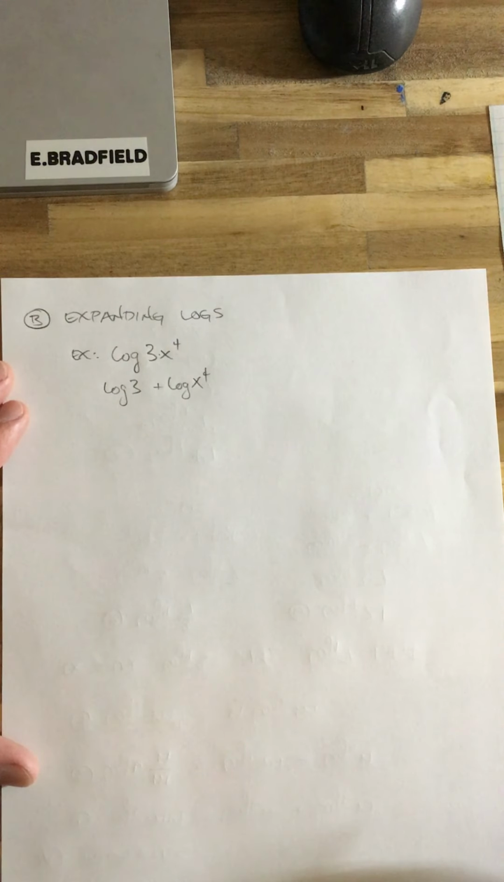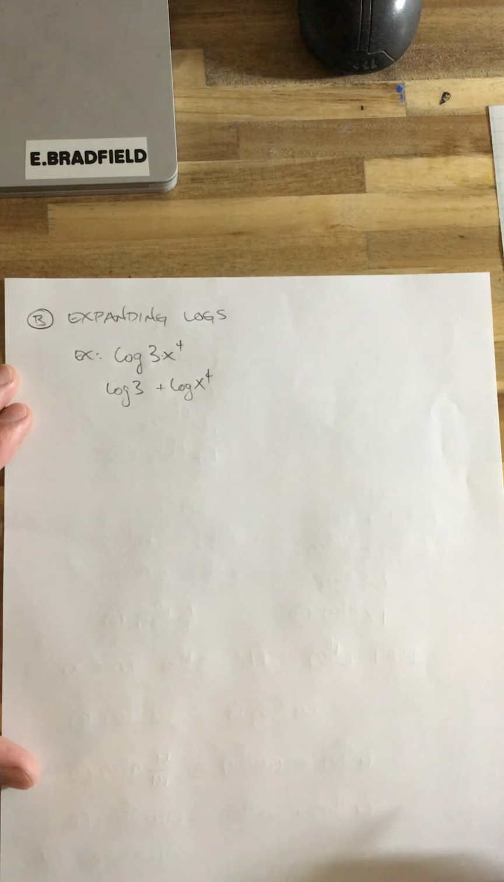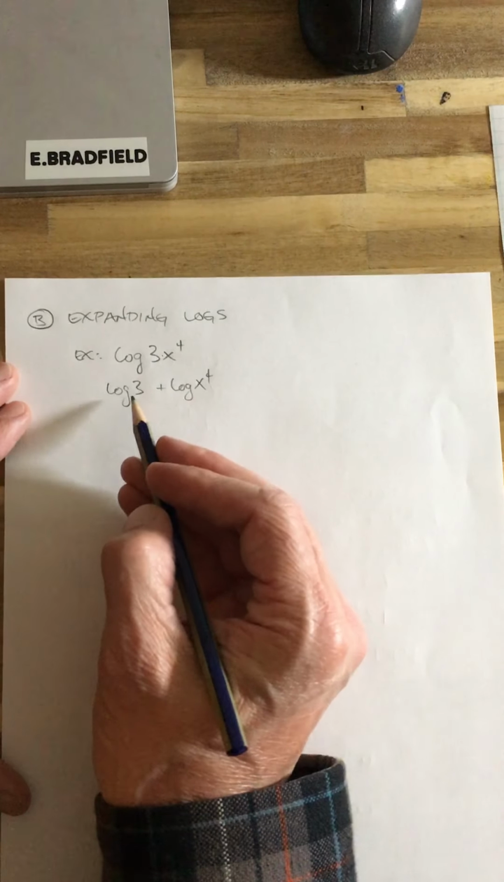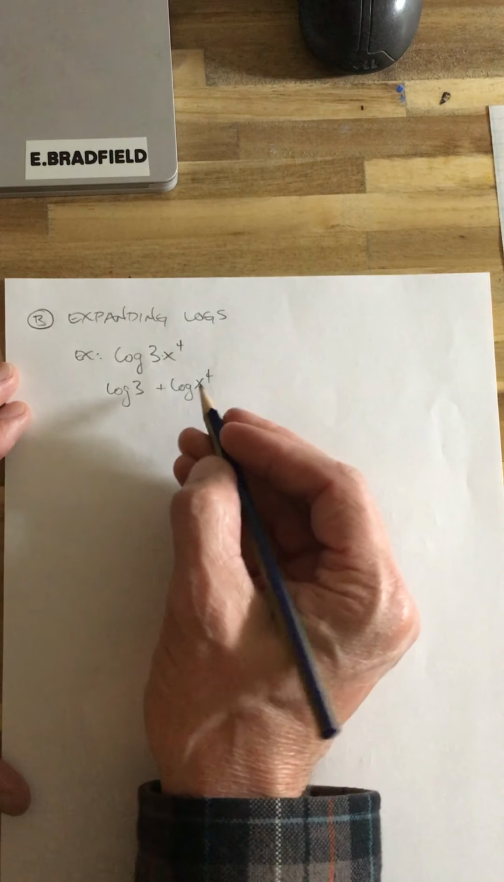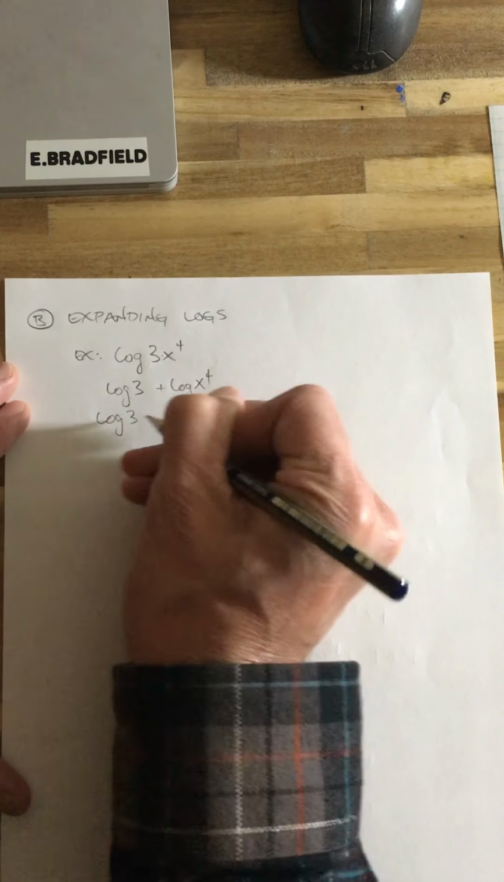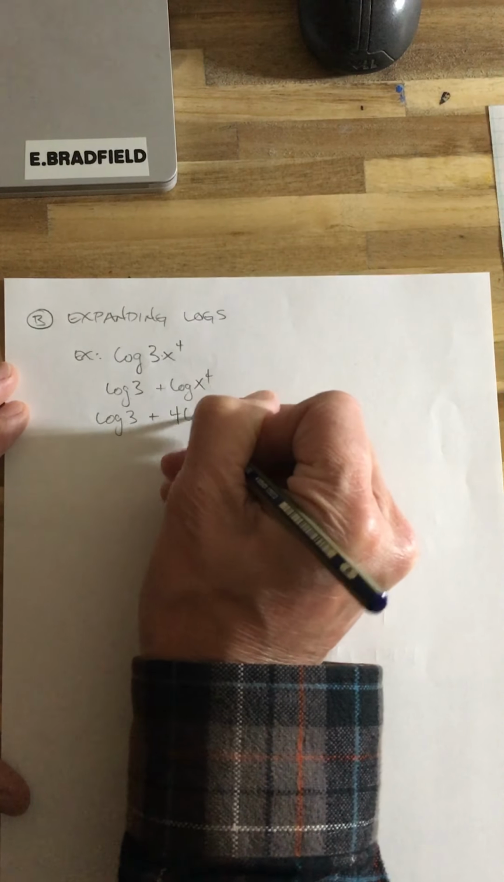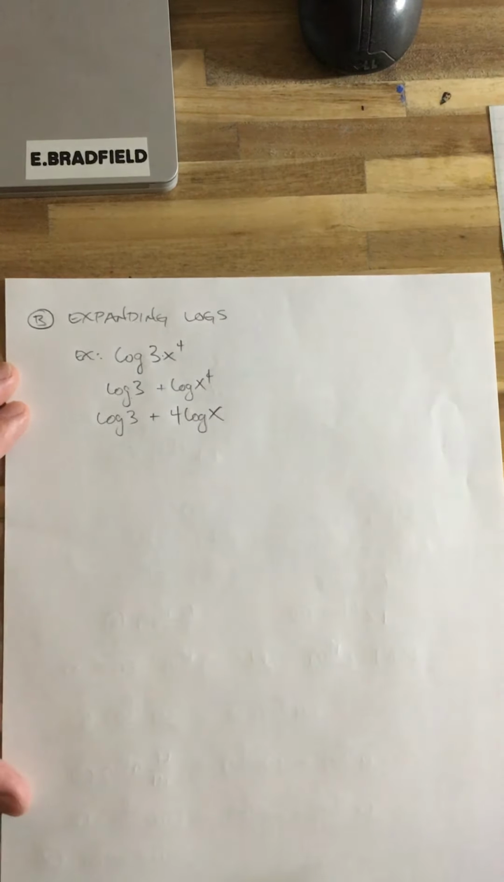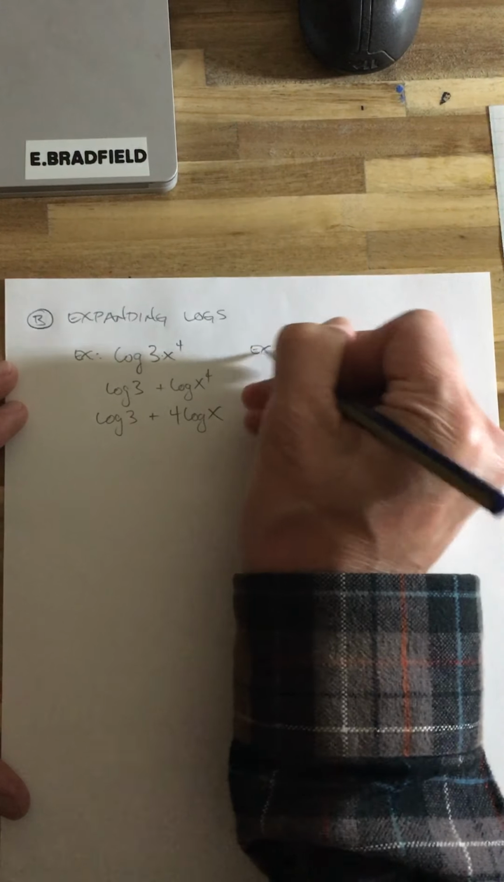Quick question, what's the base? All right, good, it's 10. Remember, if you don't see a base there, it's 10. Now you can move that 4 out to the front. So you have the log of 3 plus 4 times the log of x. Okay? Let's do another one.